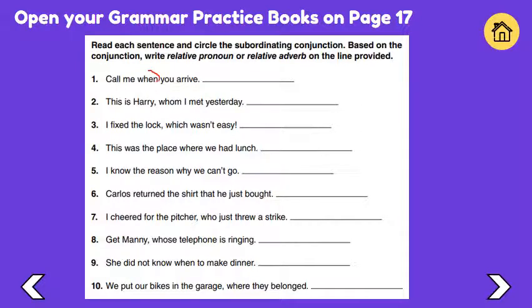Number 1, call me when you arrive. When is the subordinating conjunction here, and when is a relative adverb. That's what we agreed on, relative adverb. Okay? 2, this is Harry, whom I met yesterday. Whom is a relative pronoun. Relative pronoun.